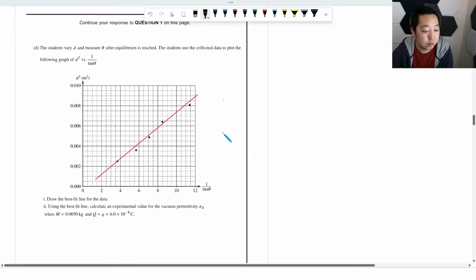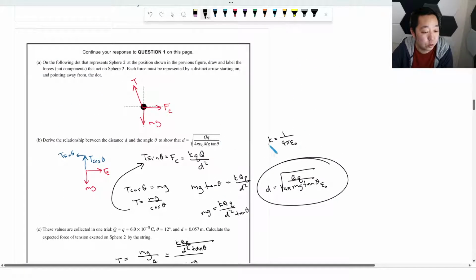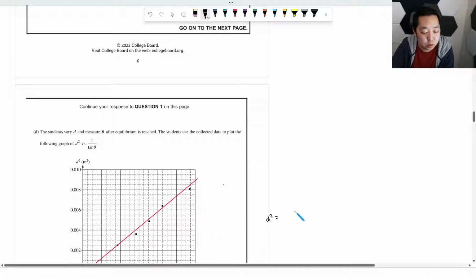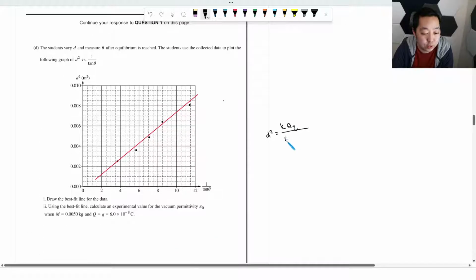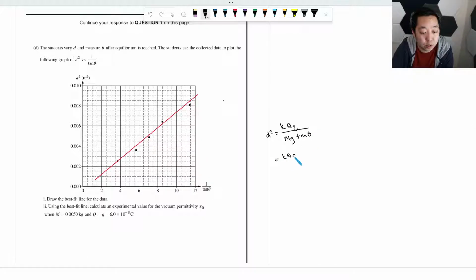So this one, they gave you the equation. So d squared is just going to be this thing without the square root. It's Q Q, I'm just going to write as K. I am way too lazy to write 4 pi epsilon naught every time. You're just going to have to live with that. K Q little q over mg, and make this 1 over tan theta. So this is my y variable, this is my x variable, so this is my slope. So my slope is going to be K big Q little q over mg.